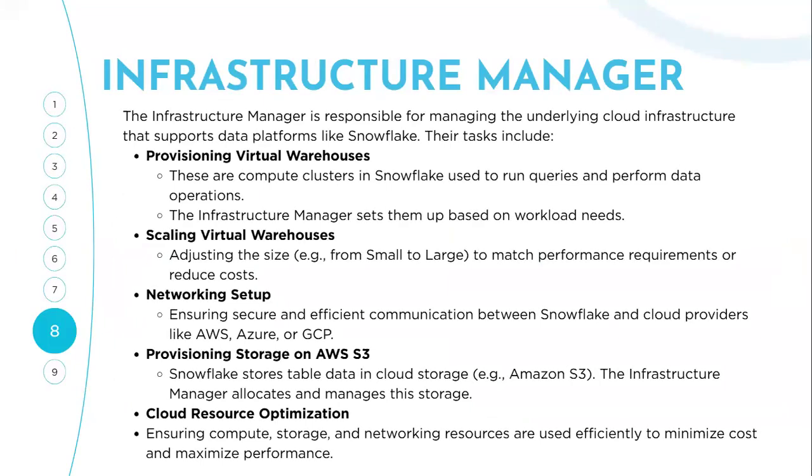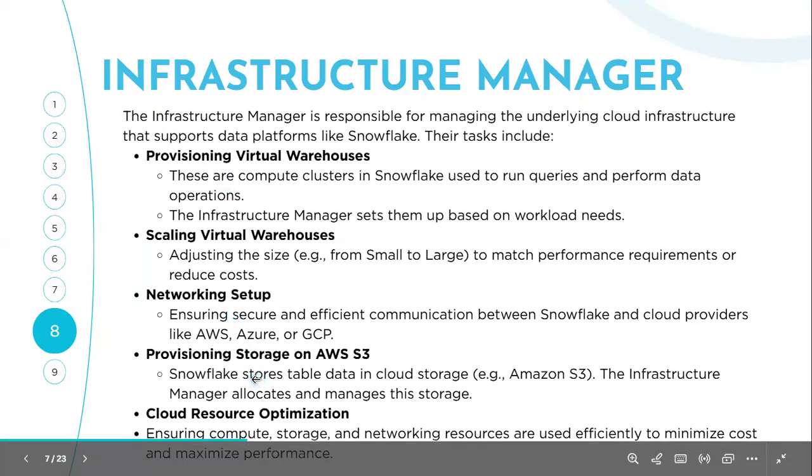Second, infrastructure management. To process any query, we need an infrastructure, right? Infrastructure is nothing but a virtual warehouse, nothing but a server. We require it to process the query. If the query is taking longer than expected, then we need to do the scaling. Scaling means increasing the server from 16 GB to 32 GB or 64 GB. The scaling part, assigning the virtual warehouse, networking setup, storage on AWS S3, cloud resource optimization. All these things will be taken care of by Snowflake.